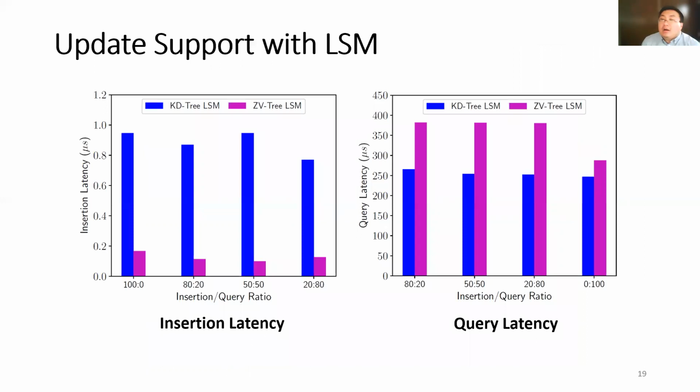We also do a proof of concept of how to support updates using our LSM idea. Generally speaking, insertion is much faster with ZB trees because we can just do a sorted path merge to do the merging in different levels. For the KD tree, you have to reconstruct the structure every single time. But query latency of the KD tree is better because it has better theoretical bounds and is also immune to pathological cases.